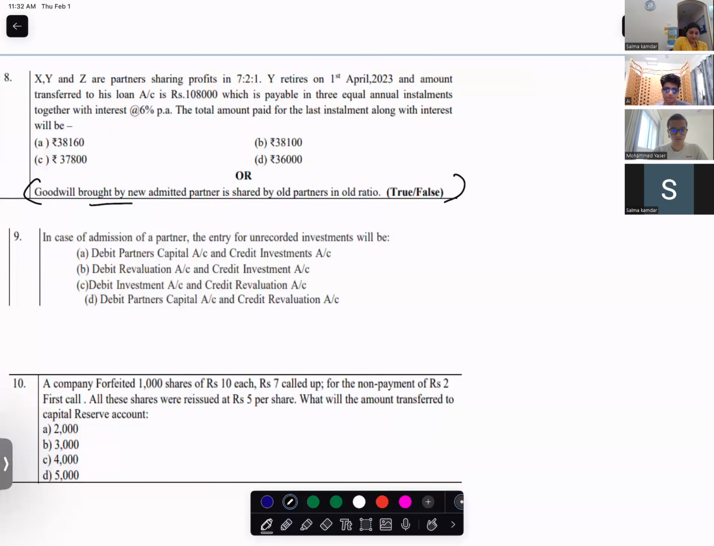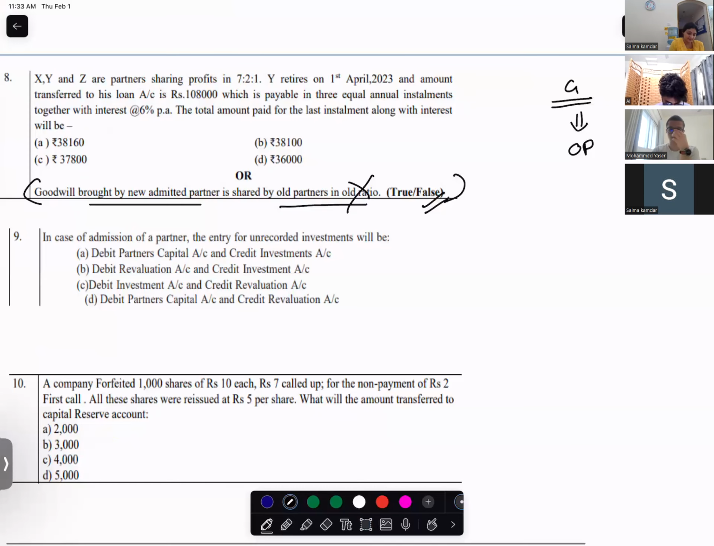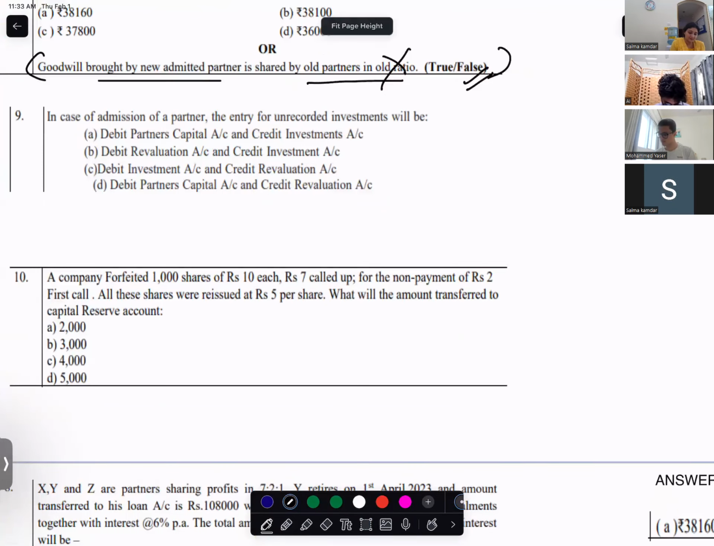Goodwill brought by a new admitted partner is shared by old partners in old ratio. True or false? True. Goodwill is distributed amongst the old partners in sacrificing ratio, not old ratio. And nothing is given, so sacrificing ratio is always equal to the old ratio. So this is false. Come on, let's go to the next one.